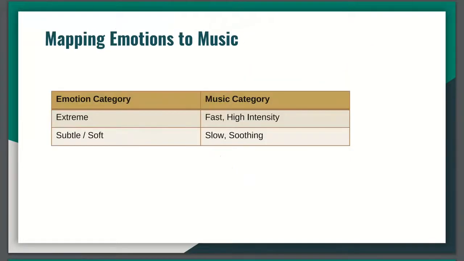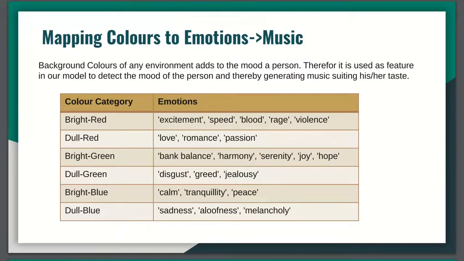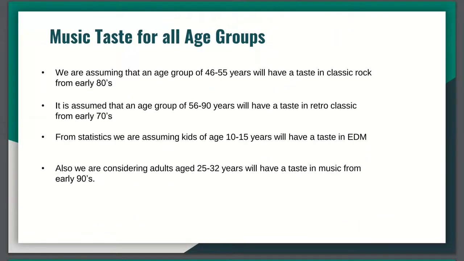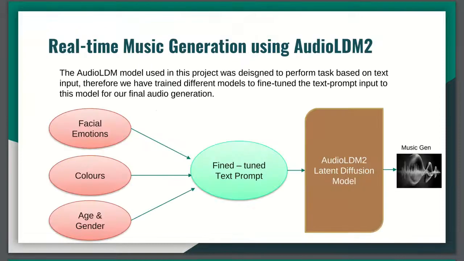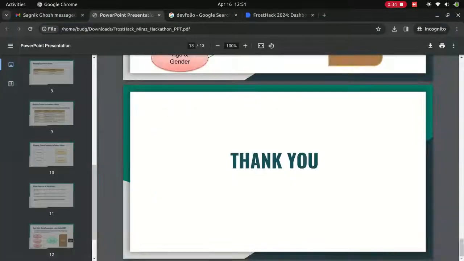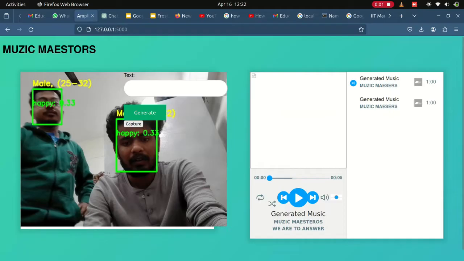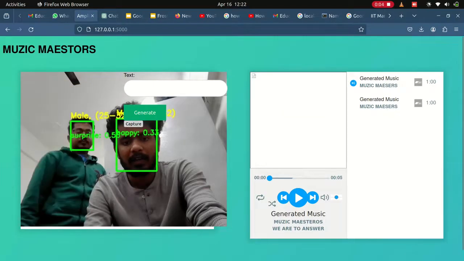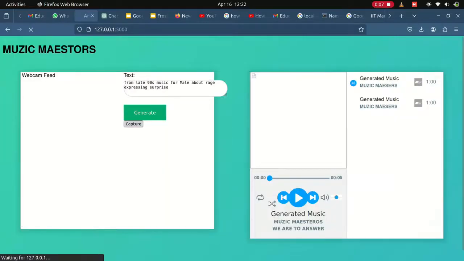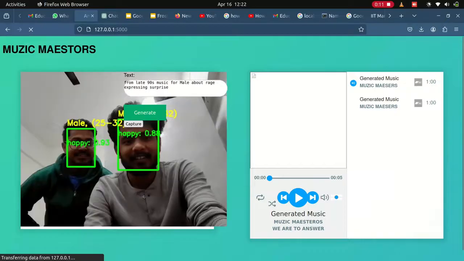We have used the AudioLDM2 model, which is a latent diffusion model for generating music, and it is taking a text prompt as an input. We are fine-tuning the text prompt based on facial recognition, the colors we are getting from the webcam input, and the age and gender of the person. We are further explaining this in the demo of our product.